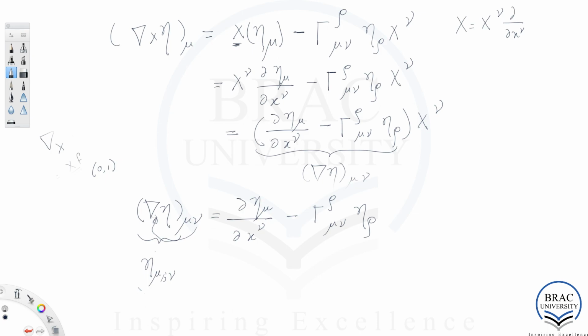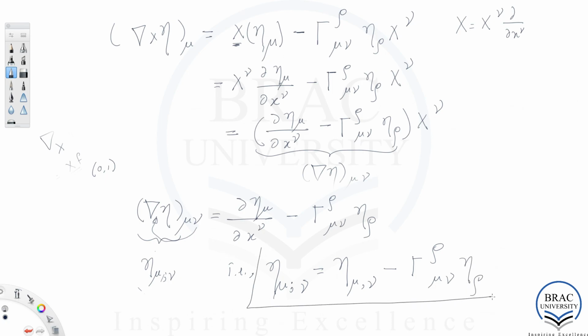Okay, so we have found that eta mu semicolon nu is equal to eta mu comma nu minus gamma rho mu nu eta rho. This is how we get this 0,2 tensor field, the explicit expression of this 0,2 tensor field, or the covariant derivative of a one form, resulting in a 0,2 tensor field. Okay, good. This is our equation number 5.